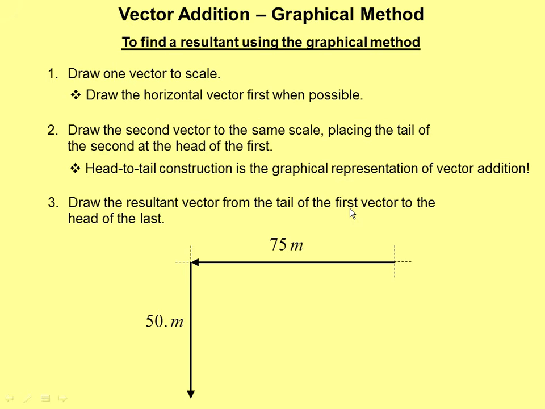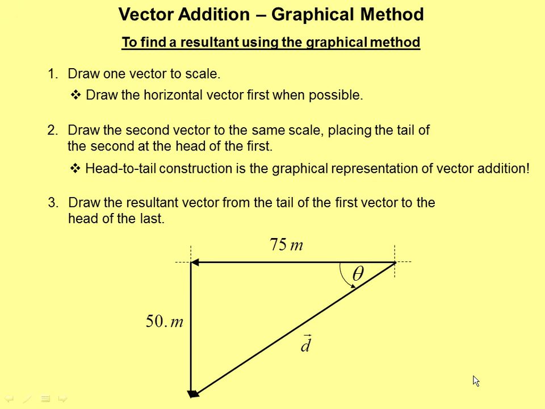Now, why did I use this first to last instead of second? Because you could actually do this process with 200 vectors. You just have to repeat step 2. In other words, just keep drawing the vectors head to tail, head to tail, head to tail. And when you get all done with all your vectors, and they may cross each other and overlap and do all sorts of weird things, if you draw a vector from the tail of the first to the head of the last, that is your net effect. That is your resultant.